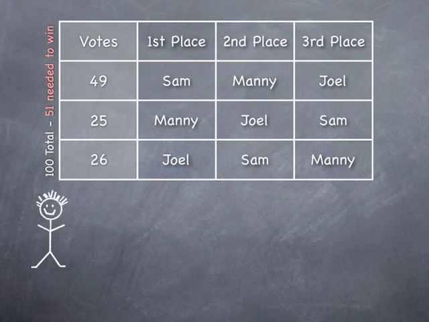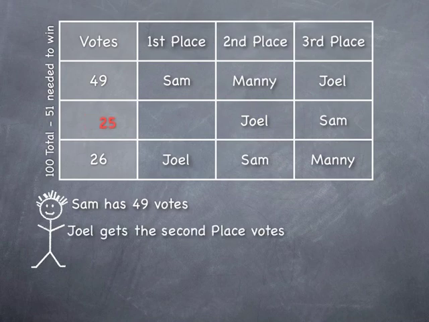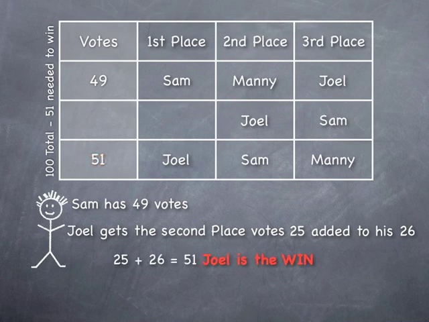Before we run the algorithm, can you guess who wins? 51 votes are needed to win. Manny is now the least favorite candidate with 25 votes. Therefore, he is eliminated. The supporters who voted for Manny for first place, their votes will be transferred to Joel, their second choice. Let's count them. Sam has 49 votes. Joel's votes are transferred. 25 votes from Manny's supporters' second choice are added to his 26. Joel is the winner.